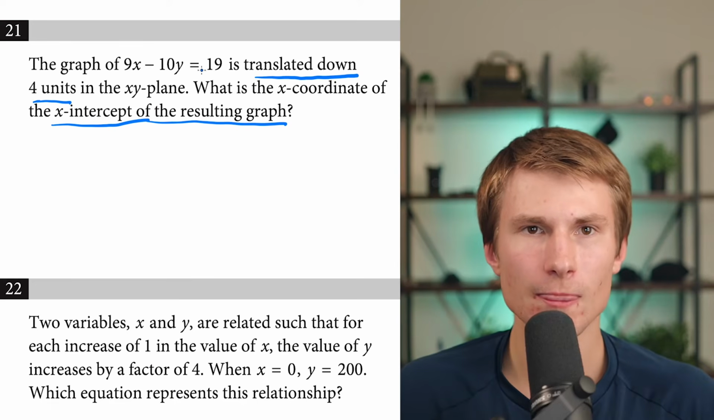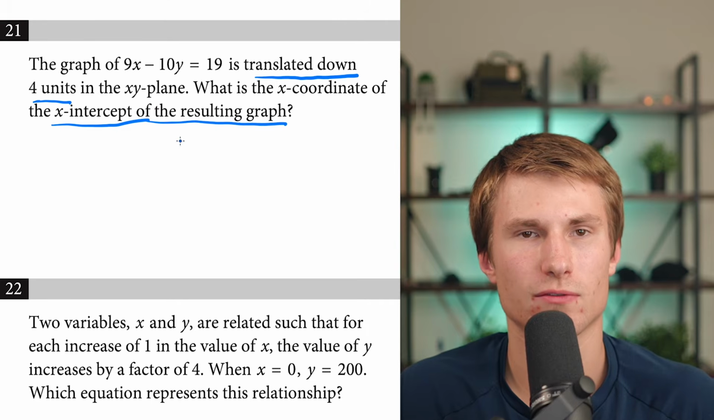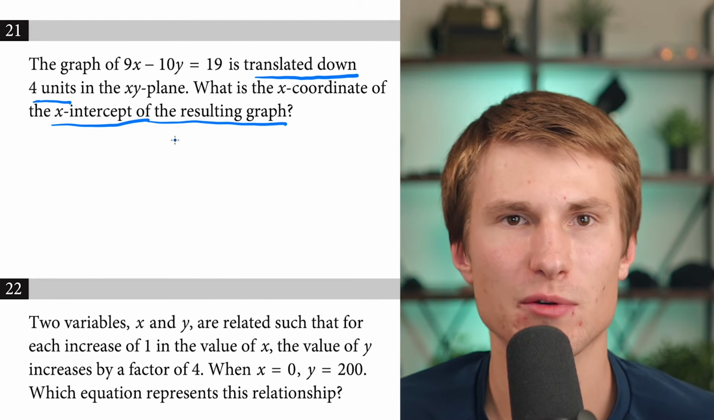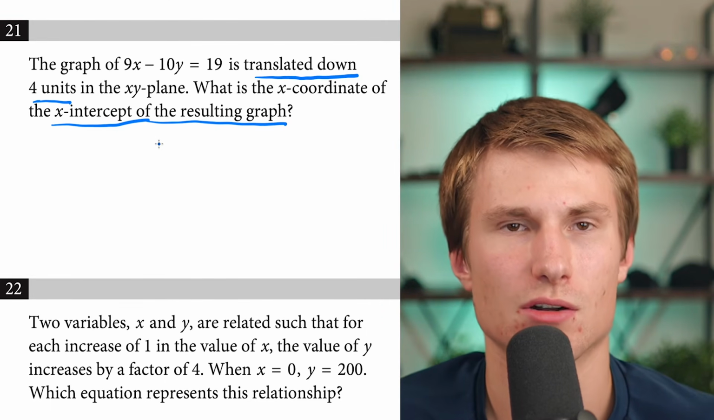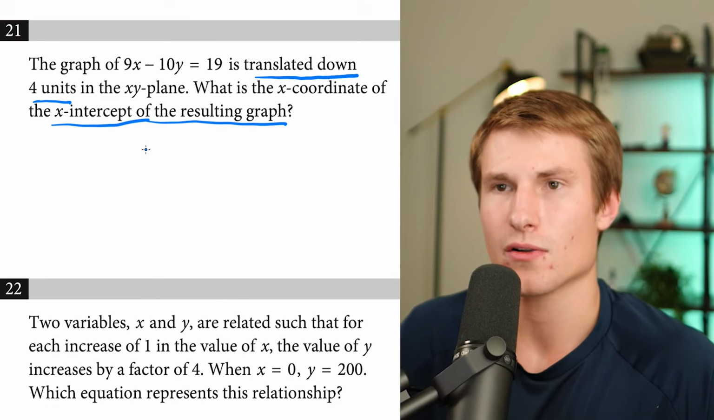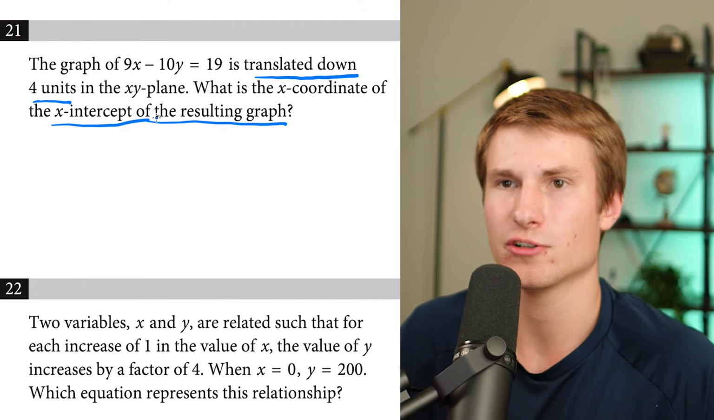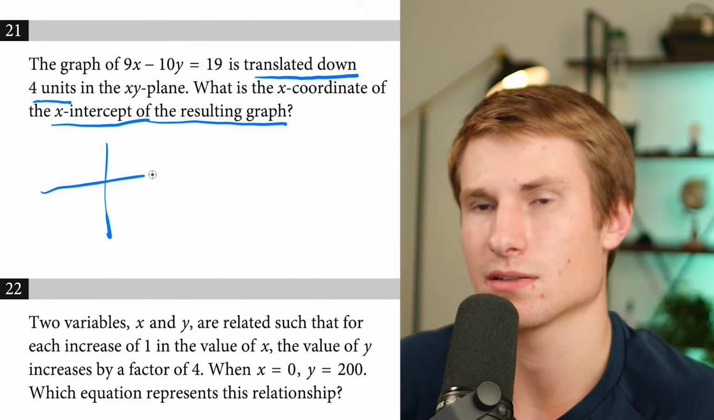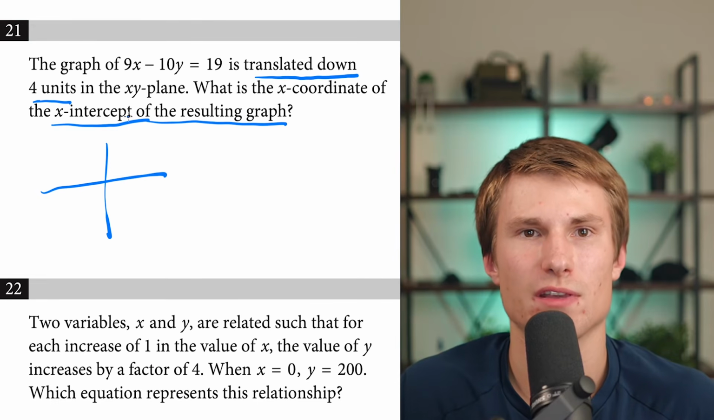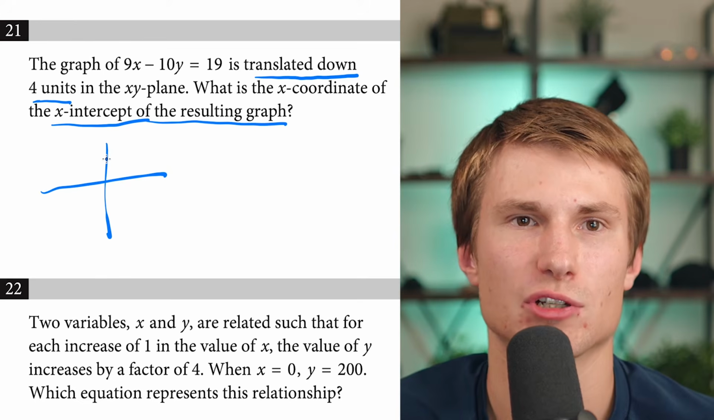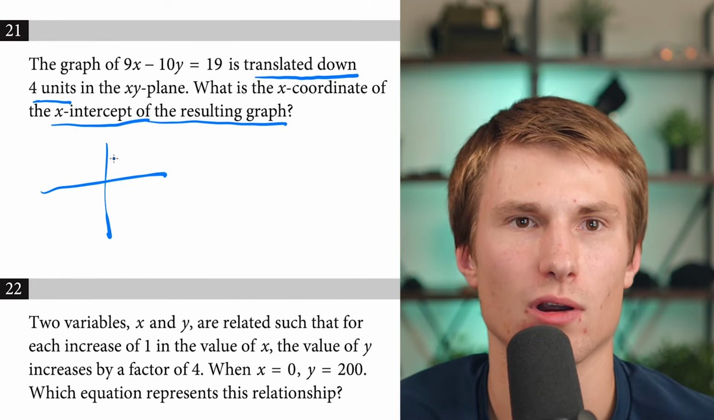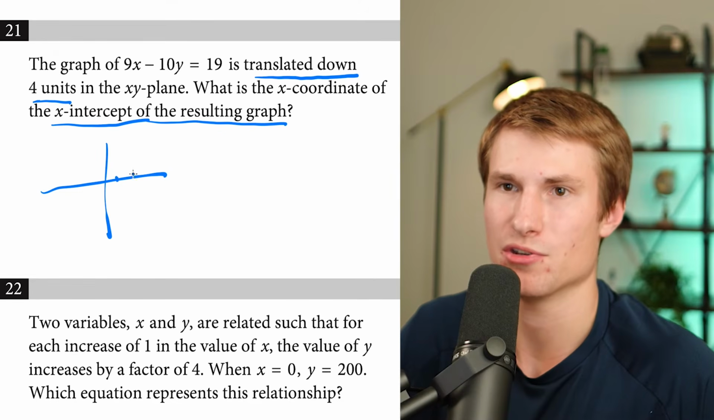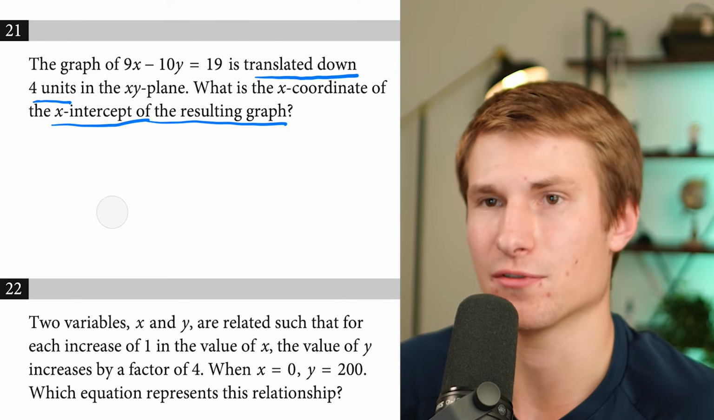Well, if we are translating it down by 4 units, we've got a couple ways we can approach this. We could first get our new equation. The other option is, if we know we're translating it down by 4 units, then we could think about it like this. Since we ultimately want to find the x-intercept of the resulting graph, we could just find where that y value is 4. And since we know we're going down by 4, that would be the new x-intercept. So that's the way I'd prefer to do it because I think it's faster.